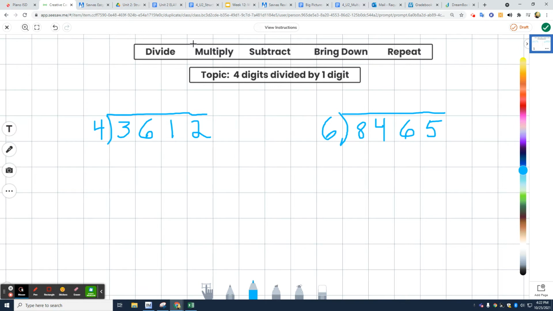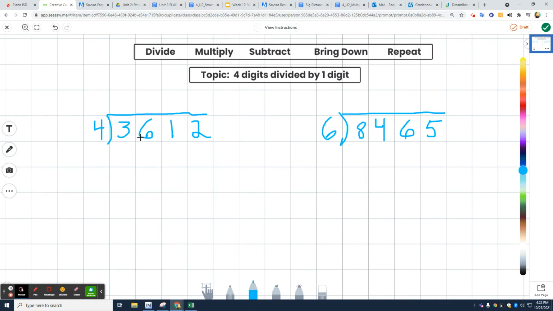So I wrote down the steps: divide, multiply, subtract, bring down, repeat. Now it's possible that we'll be repeating this 4 times because we have a 4-digit dividend today. So let's take a look at our first problem.